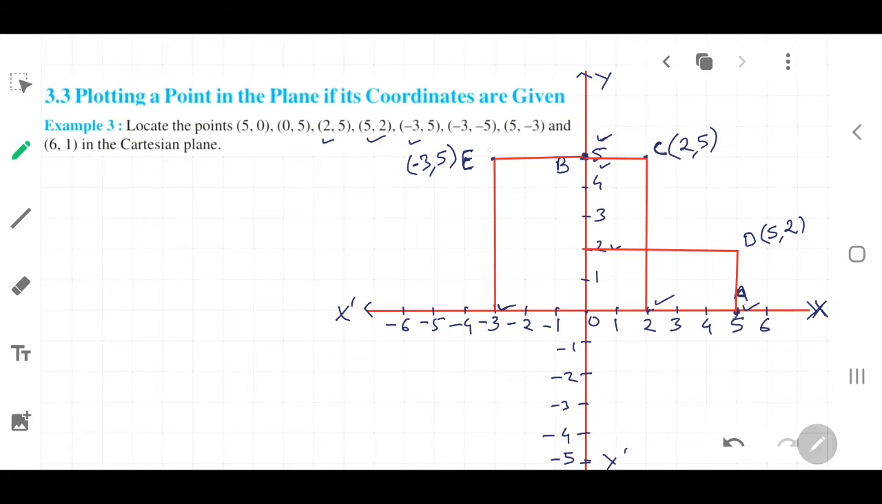Next you see minus 3 and minus 5. So x-axis is minus 3, we already have seen here in x-axis minus 3, and y-axis is minus 5, that is down, you see. Correct? This is minus 5. So you join it till here, and from here you join till here. Correct?